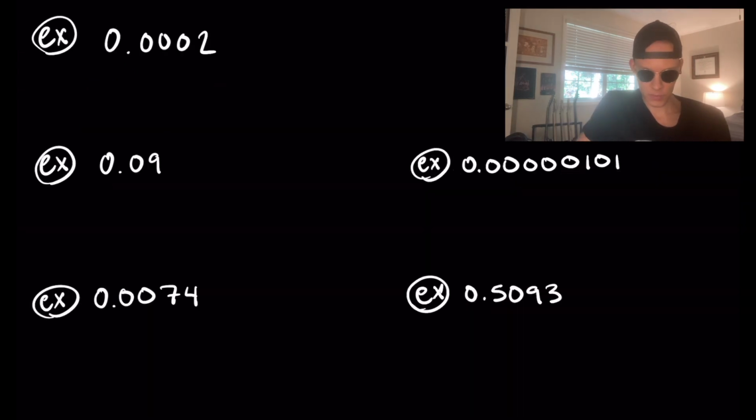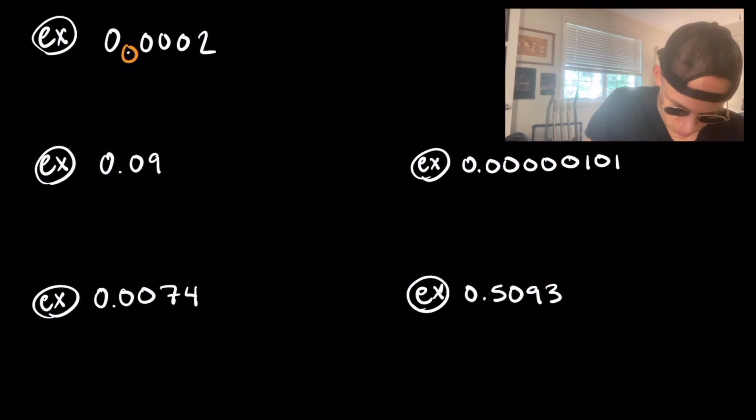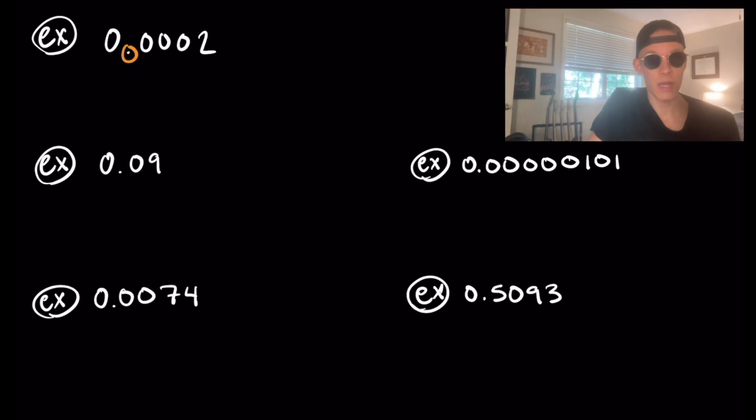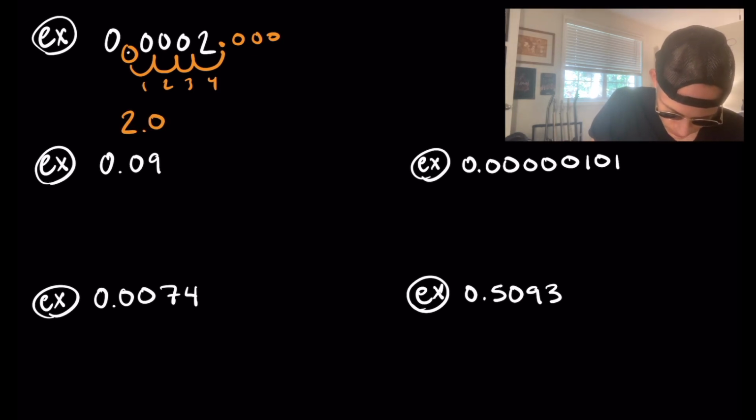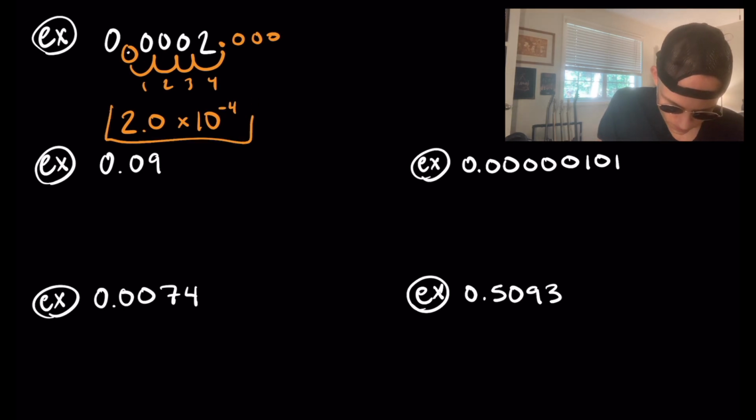All right, some examples. So again, we're moving the decimal place to the right until we pass the first non-zero number, and then just write it in scientific notation. So here's my decimal for the first one. I'm going to move it to the right until I pass this 2. So I'll go 1, 2, 3, 4. Decimal goes here. I can put zeros out here if I want. So I moved it 1, 2, 3, 4 times, just like the previous example. So I'll have 2.0 times 10 to the negative 4th.